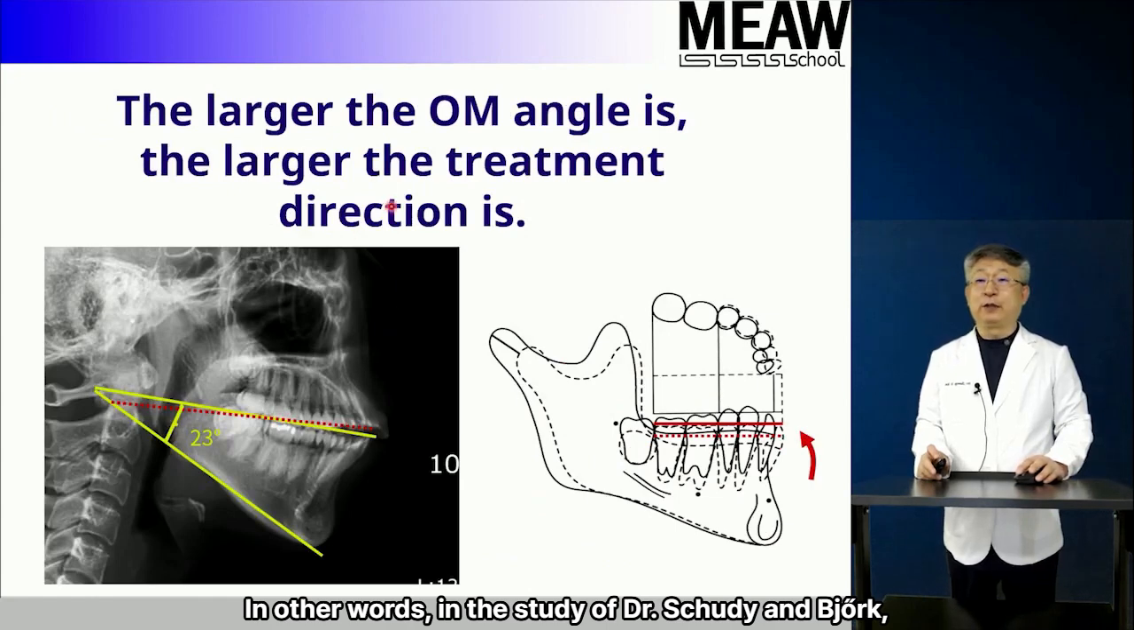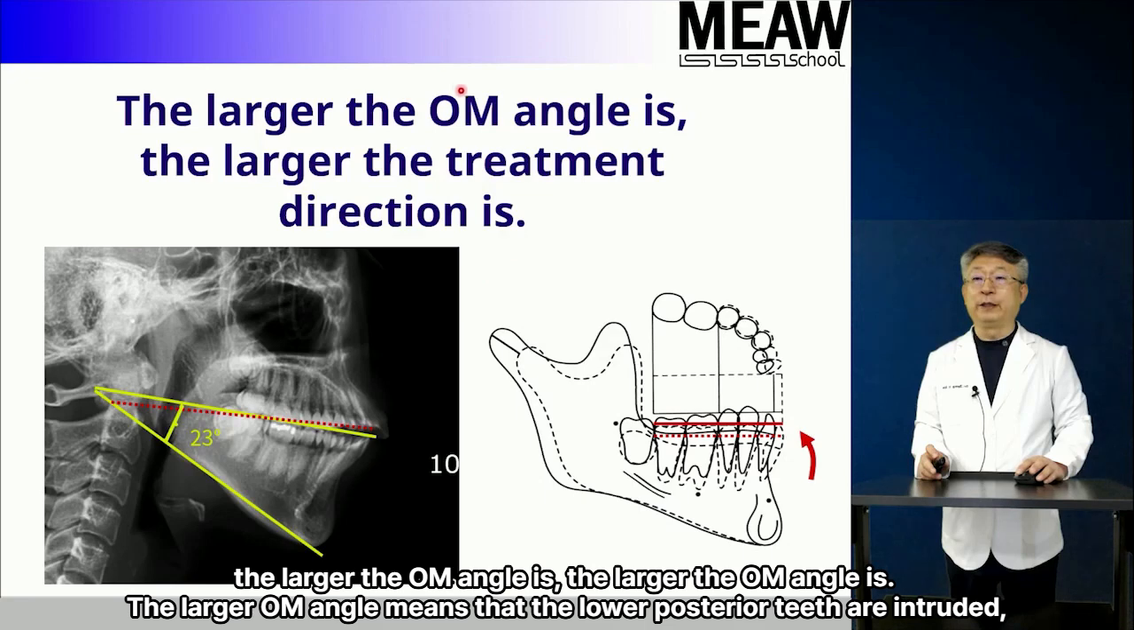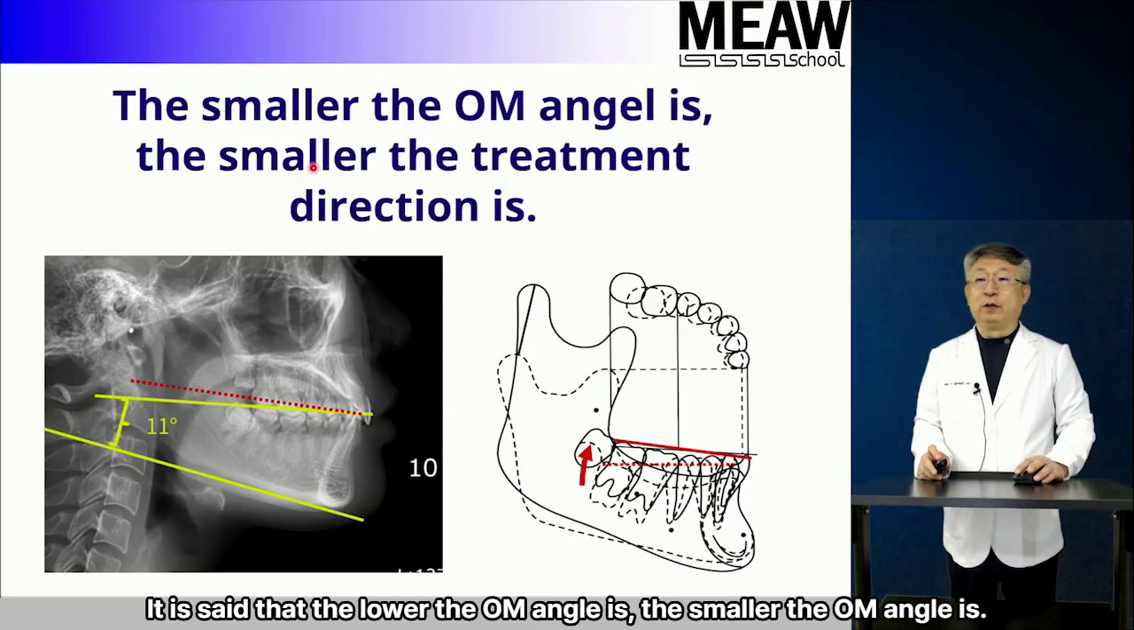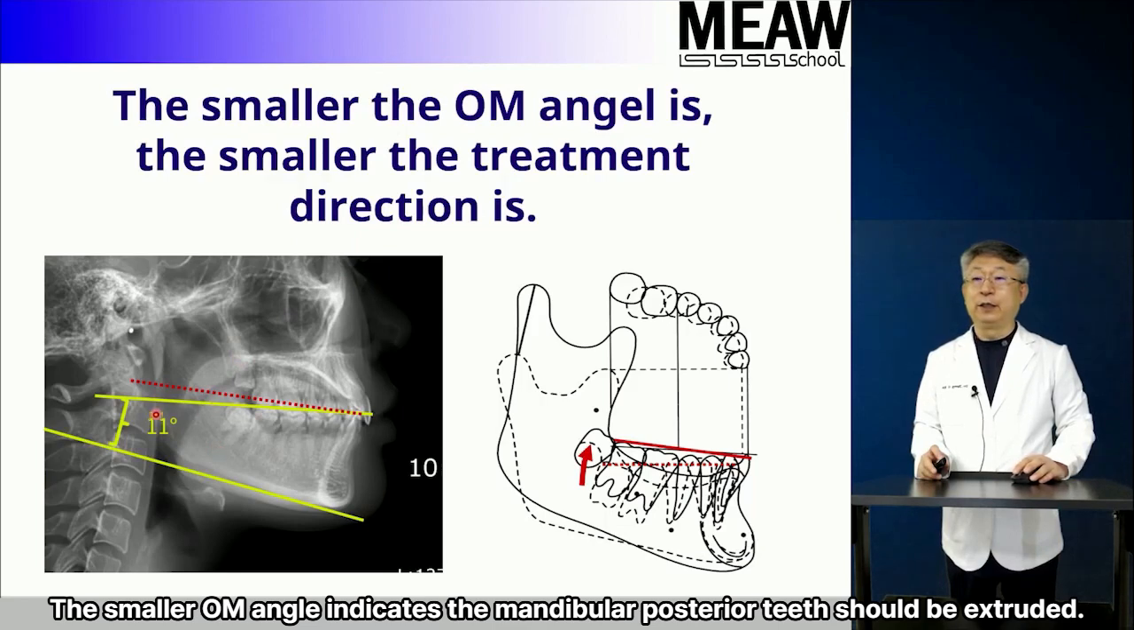In other words, in the study of Dr. Schudy and Björk, the larger OM angle means that the lower posterior teeth are intruded, and the mandibular anterior teeth are extruded. It is said that the lower the OM angle is, the smaller the OM angle is. The smaller OM angle indicates the mandibular posterior teeth should be extruded.